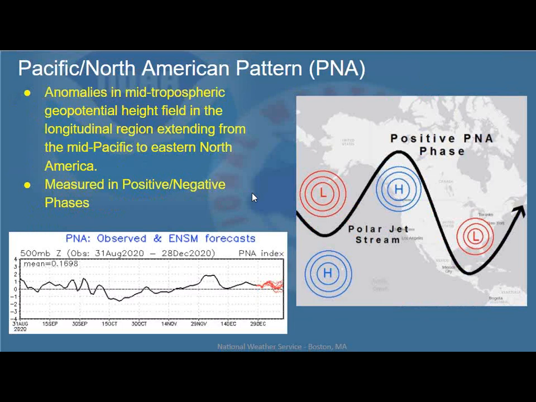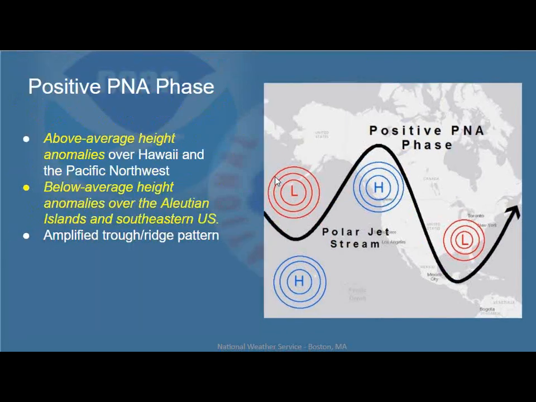The third teleconnection that I'm going to talk about is the Pacific North American pattern, otherwise known as the PNA. And again, it's measured in positive or negative phases. But how it's different from the EPO and the NAO is that if you like snow, if you like a colder winter, you want the PNA to be positive. Next slide, please.